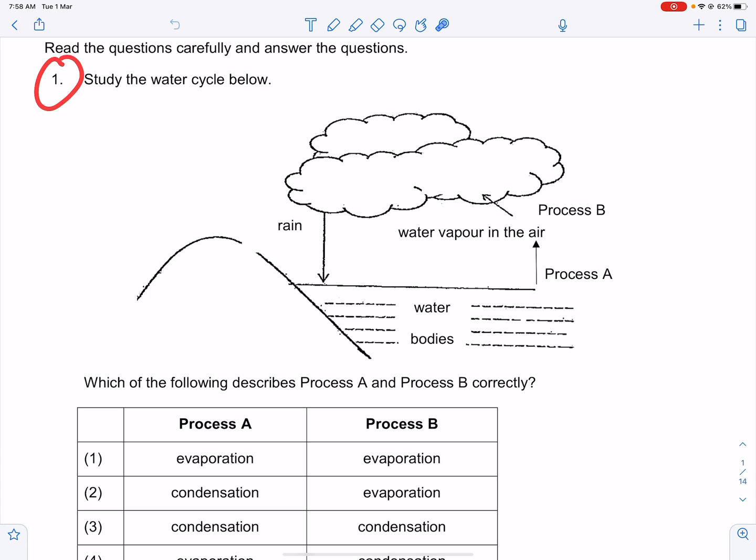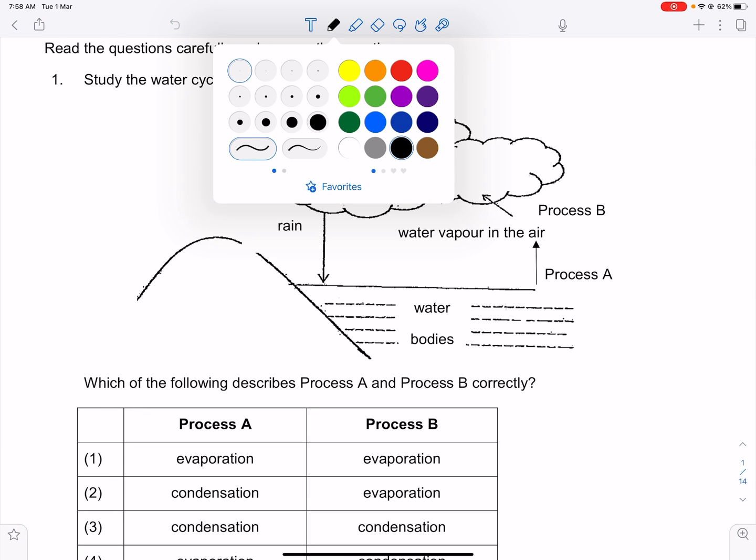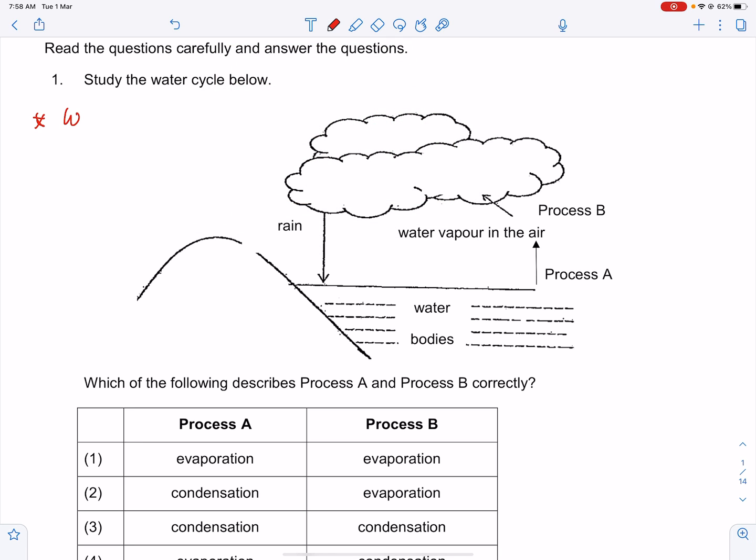So first question, study the water cycle below. Which of the following processes describe process A and B correctly? One thing that we know for sure is that, if we've given enough practice, we can straight away identify this as the water cycle. And we know that the water cycle is driven by two processes. The first being evaporation and the second being condensation. Right, so we will need to identify these two processes.